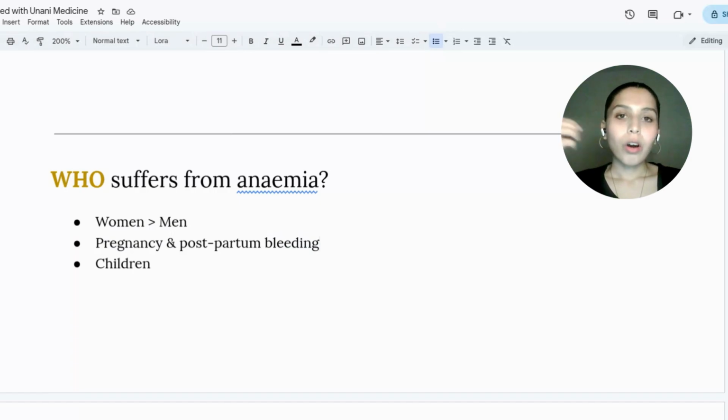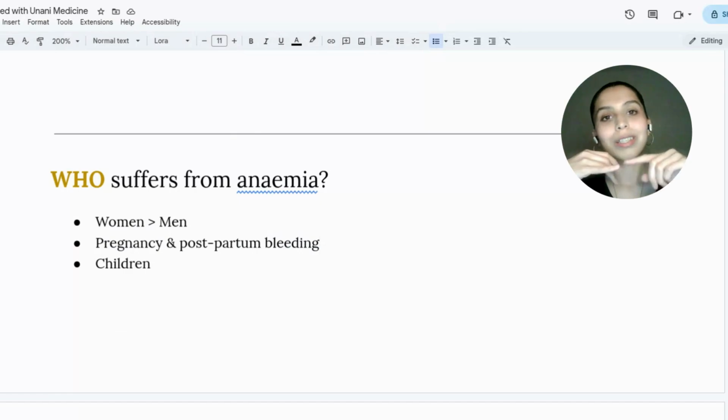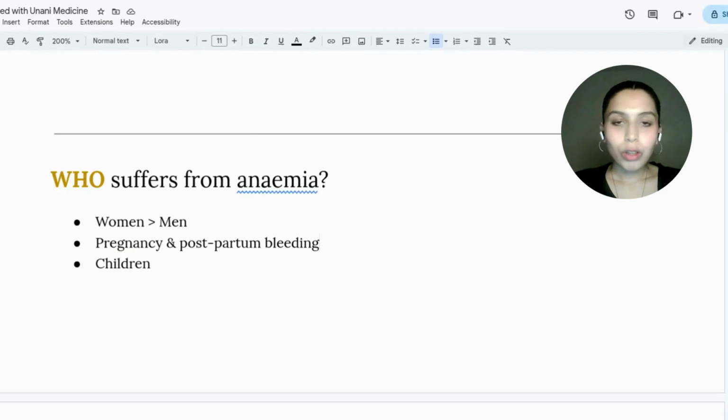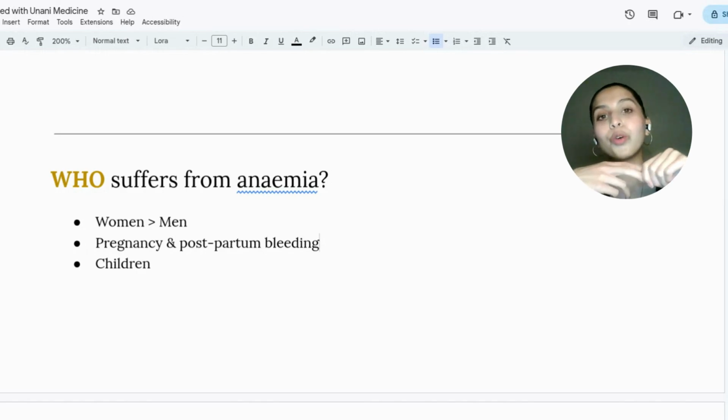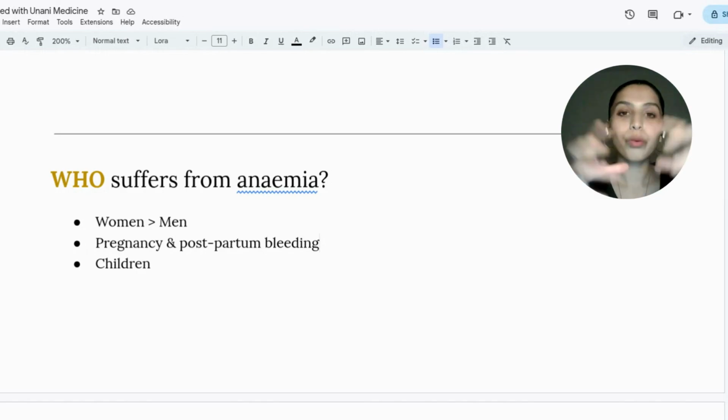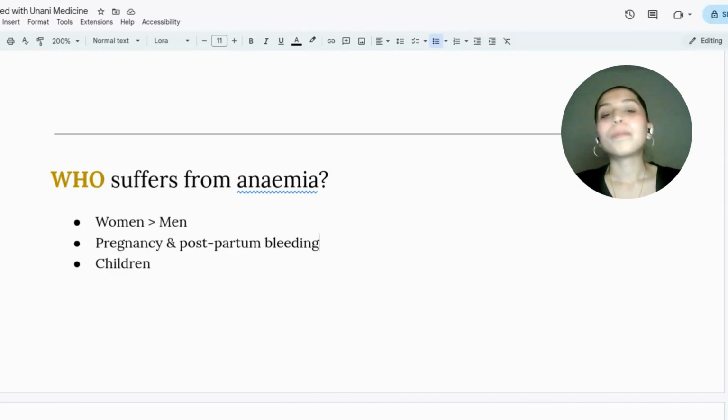So women are more affected than men, and that's because they have many periods in their life where blood loss is more pivotal. So the most obvious example would be during menstruation, but then also during pregnancy, their bodies require them to produce more red blood cells for the growth of the baby. And so I think the demand for red blood cells increases about 20 to 30%. And also post delivery, they can experience a lot of postpartum or postnatal bleeding.